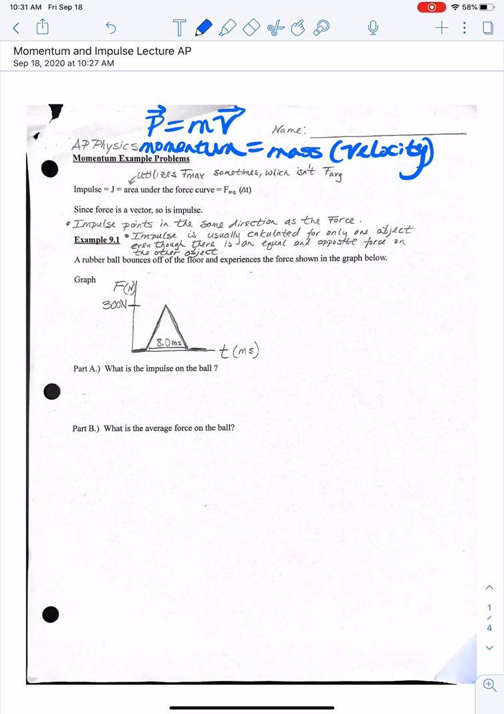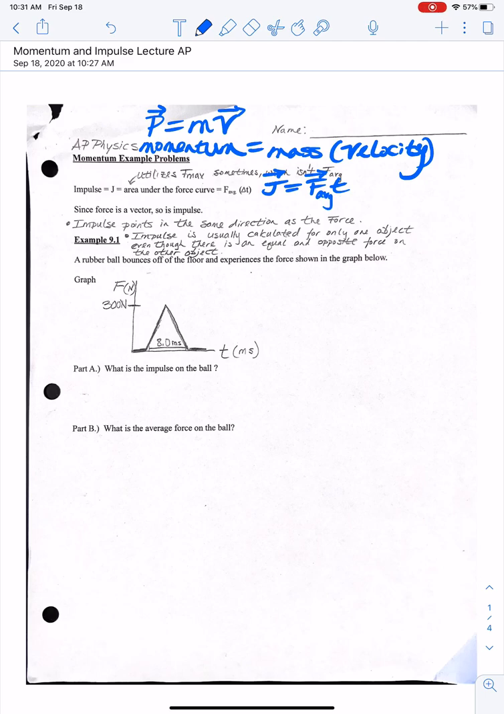We can also say that impulse is equal to F times T, because force is a vector, J is a vector too. We're going to talk about the difference between average force and maximum force. This is usually going to be F average, but we'll talk about that. I usually won't write that unless we're looking at graphs.